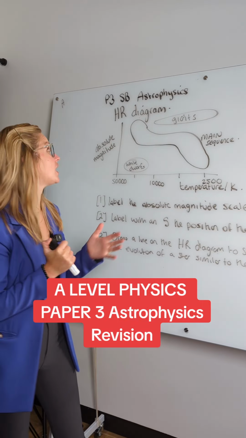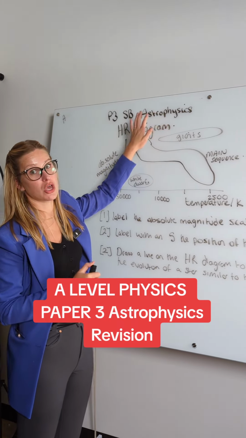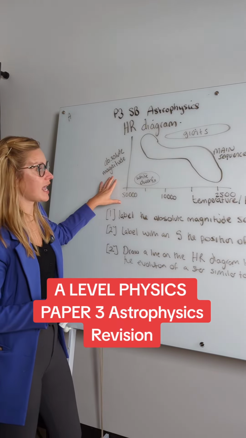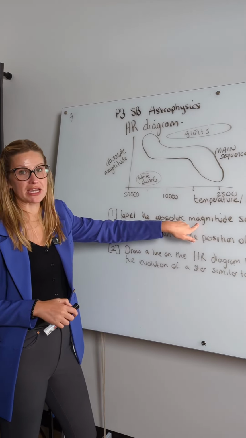So today we're going to do another paper-free section B astrophysics question. Okay, so this is the optional topic. So this one here is about the HR diagram, and what the question for 1 mark wanted us to do was to label the absolute magnitude scale.